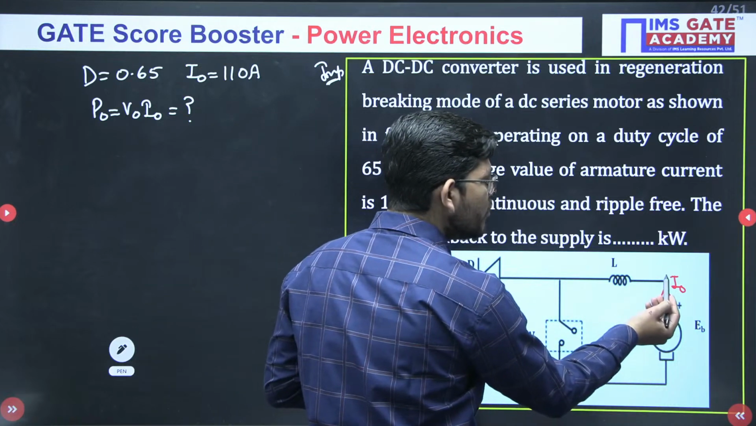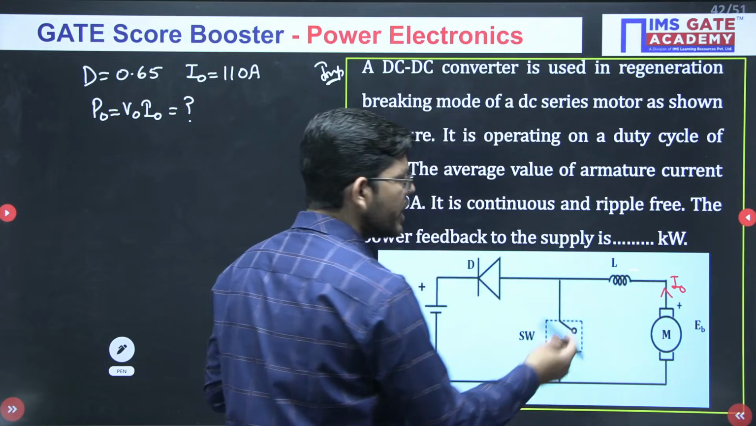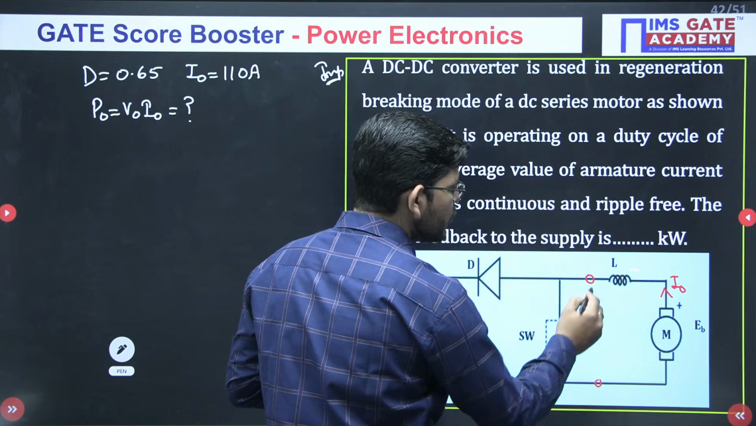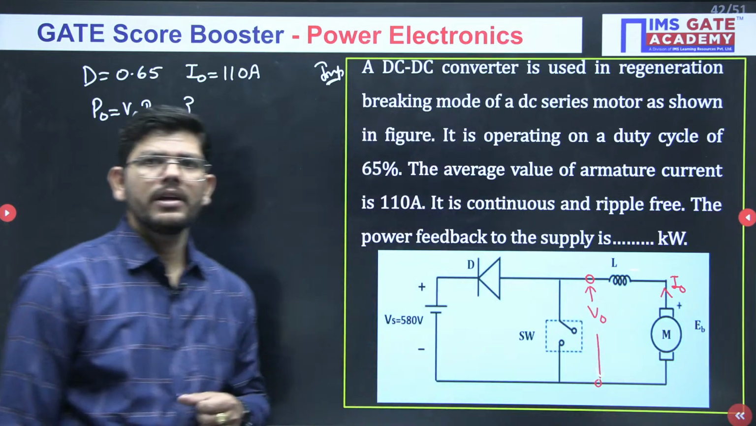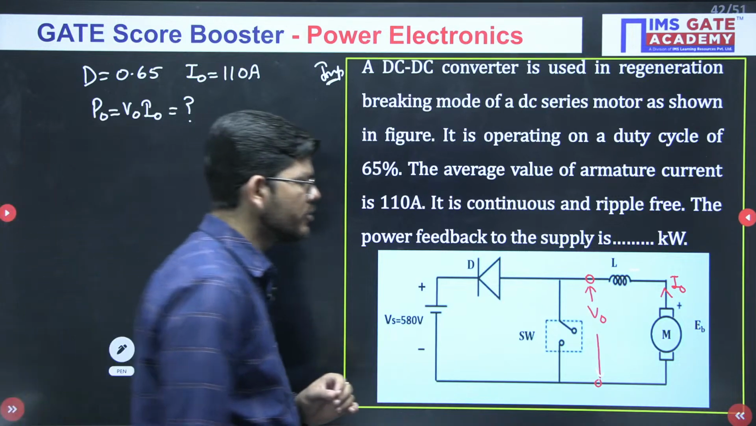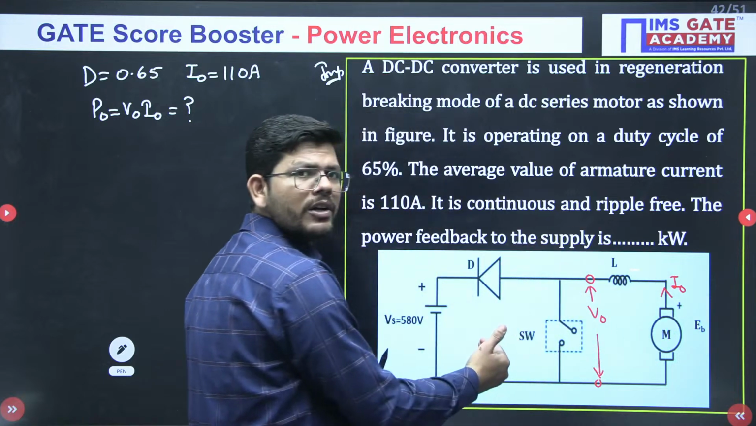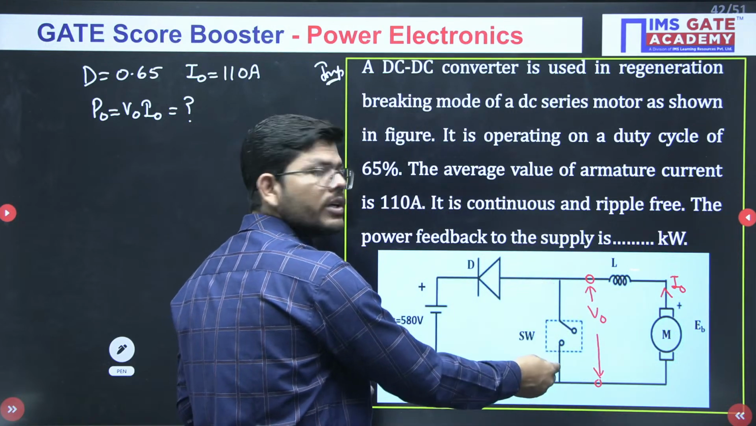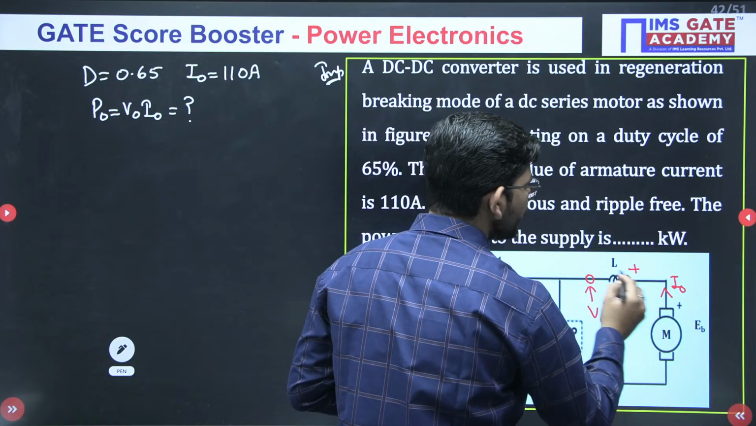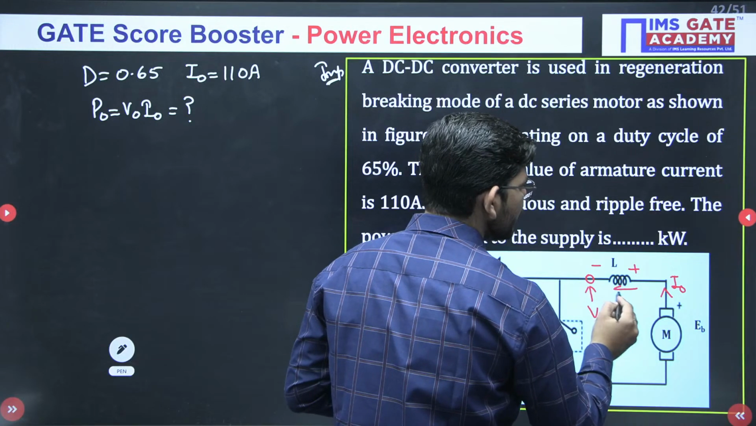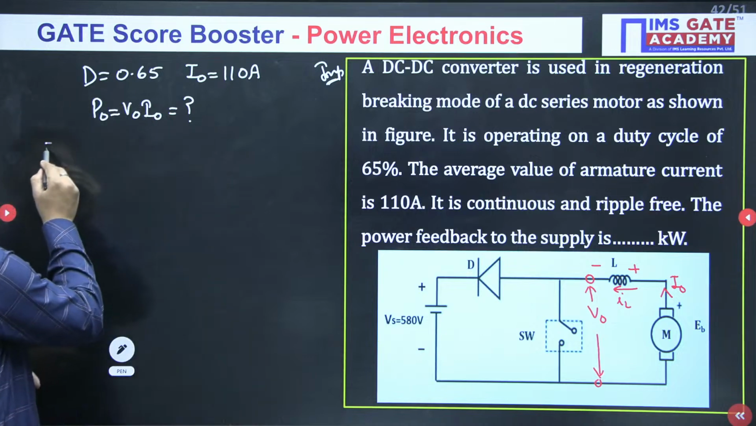So when it is moving from the motor to the source, your inductor will initially charge and the switch will be on, okay. Let me mark this to be the output voltage. So if this is the output voltage, when the motor is feeding power, let us suppose your switch is on. At that time, what will be the inductor polarity? This will be plus, this will be minus, and the inductor current will be flowing in this direction, isn't it?